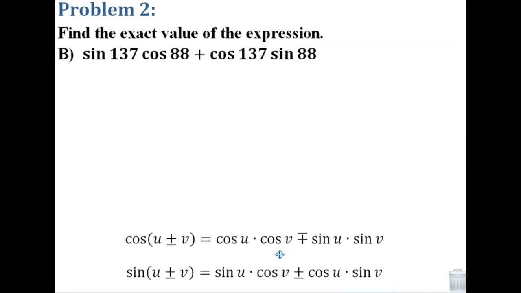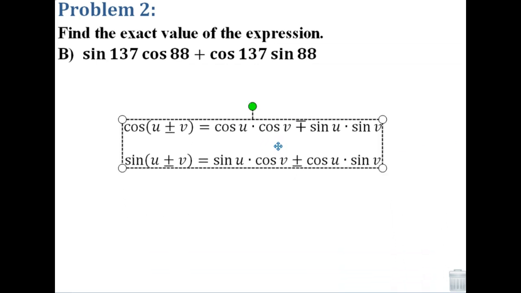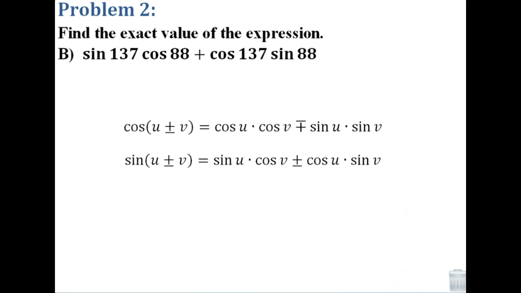Part B, same idea. We want to use our identities to write this as a single trig ratio. This time we're looking at sine, cosine, cosine, sine, so I know that's going to be my sine sum or difference pattern. So I can rewrite this as the sine of 137. In this case, since there's a plus in between, the sine will stay the same. There'll be a plus inside the angle, so plus 88, which will give us the sine of 225.